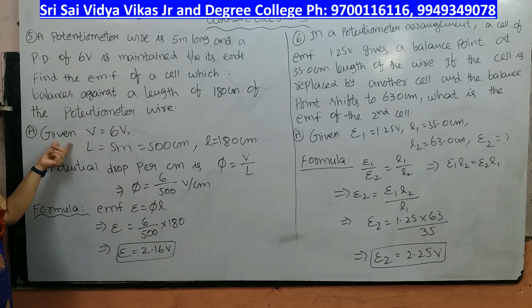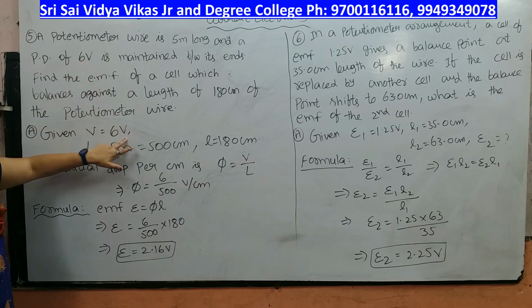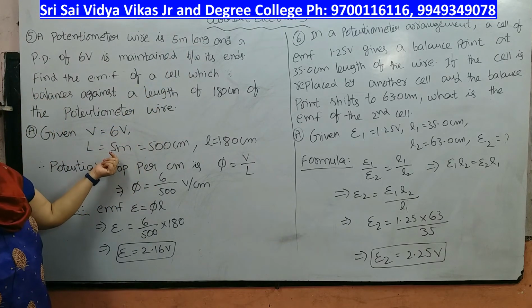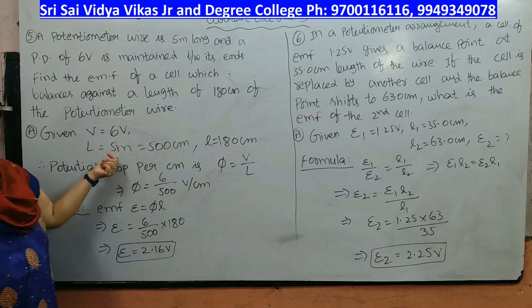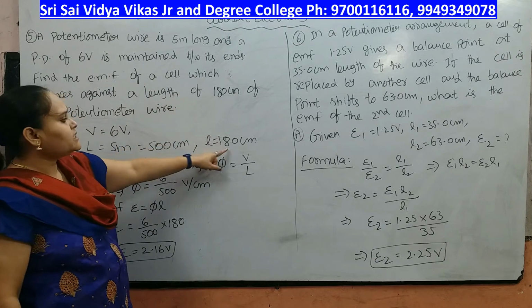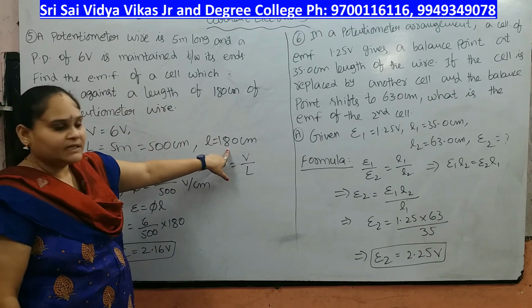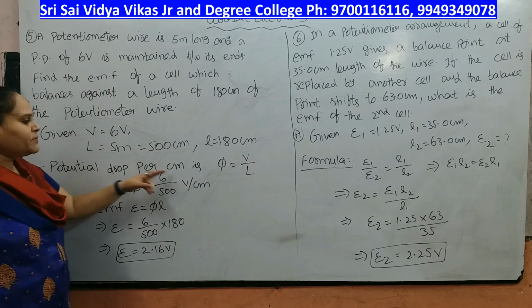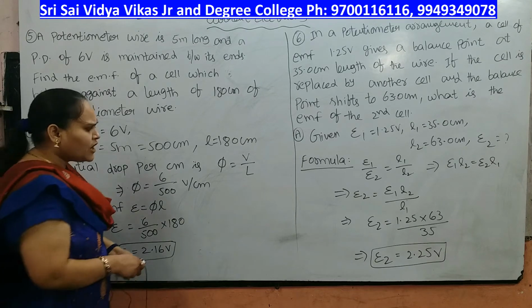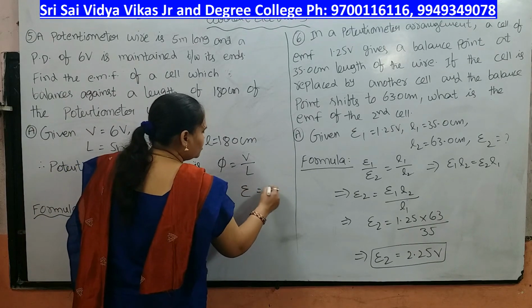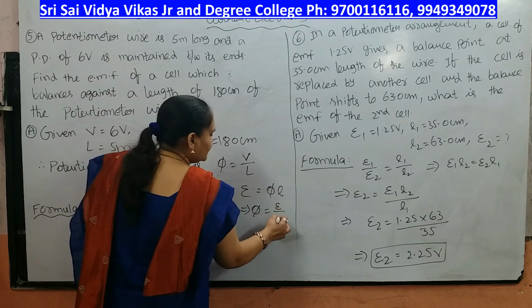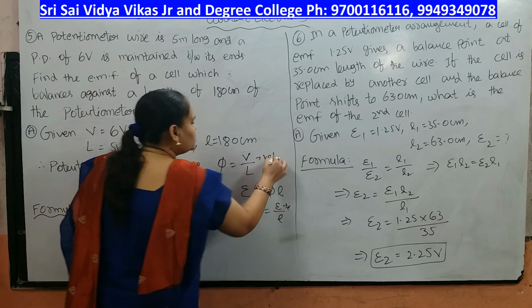Now, the given things are voltage V equal to 6 volts and the capital L, the potentiometer wire length, is 5 meters. 5 meters will be converted into centimeters, 5 into 100 equal to 500 centimeters, and next the length of the wire, which is small l, equal to 180 centimeters. Now, the potential drop per centimeter is nothing but a formula. We have the formula EMF epsilon equal to phi L. Here this implies phi equal to epsilon by L. This is the EMF and this is the voltage.